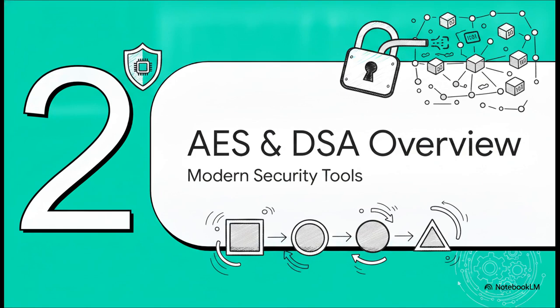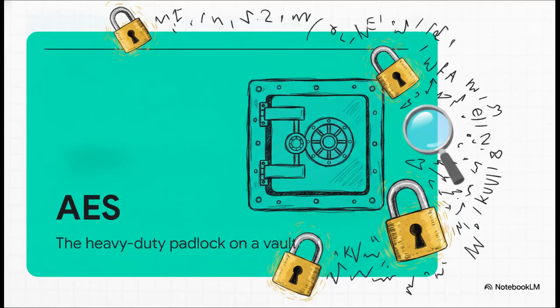Moving right along to Section 2, Understanding AES and DSA, which are our modern security tools. So now that we know the basics, let's look at some modern algorithms. You're going to see the acronym AES a lot. It stands for Advanced Encryption Standard. But listen, don't get bogged down in the complex math just yet. Just think of AES as this massive, heavy-duty padlock on a bank vault.